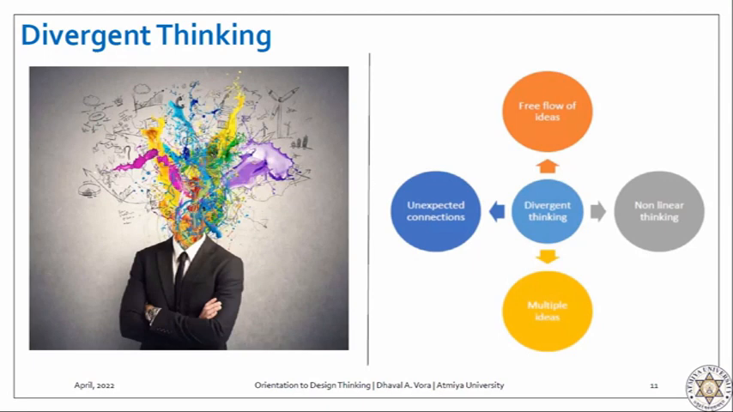So divergent thinking is in the center. You can see here that it is just a blast of ideas and free flow of ideas, then non-linear thinking, multiple ideas, and unexpected connections. These are the features of divergent thinking.